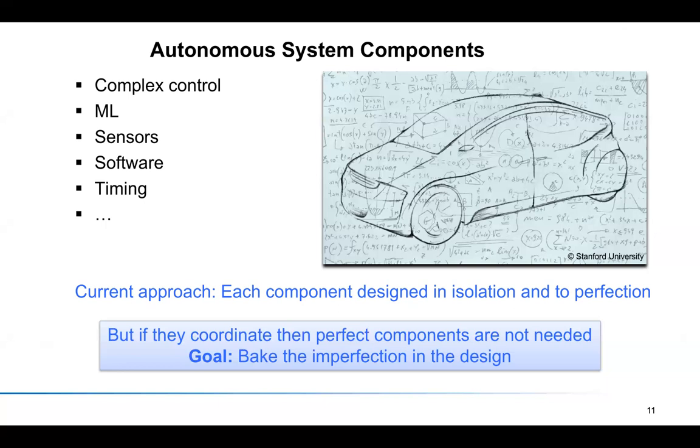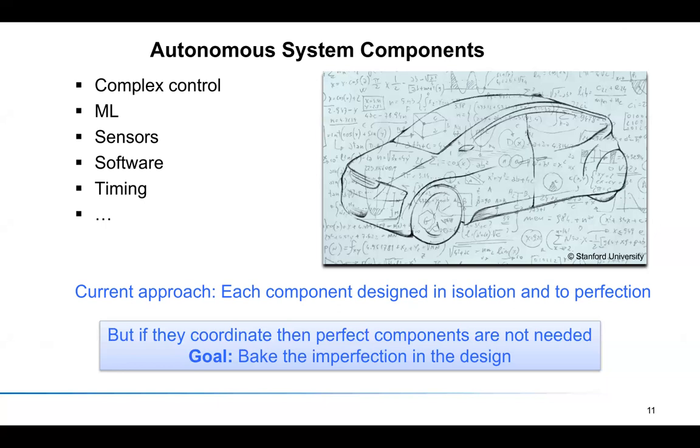That analysis is missing. So instead of doing that, we would like to take a new approach and really bake the imperfection into the design. We would like to make imperfection a first-class citizen. So when we are designing the ML component, we are designing an imperfect ML component. When we are designing the timing component, we would like to design an imperfect timing component. We would really like to have a formal specification of the imperfections, and then bring everything together and coordinate these imperfections in a way such that we can give formal safety guarantees.